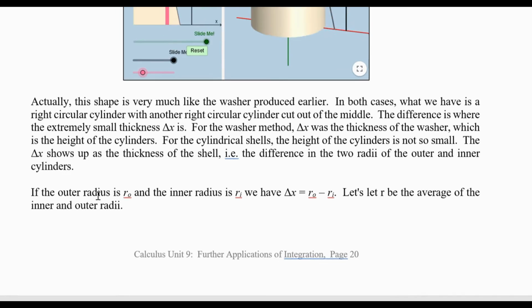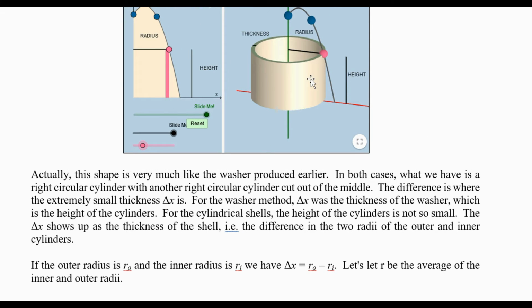So it's a lot like the washer we produced earlier. I mean, really, it's more or less the same thing in one way of speaking. It's just a cylinder with a cylinder taken out of the middle. In both cases, that was the same. The difference is where the extremely small delta x is. Before, it was the height that was the delta x. So this washer became very thin, very, very thin. And the thickness was given by the length of our strip. This time, the length of our strip is the height, and the thickness, the delta x, is the thickness of the shell. So that's why we get a little bit of difference in what's going on here.